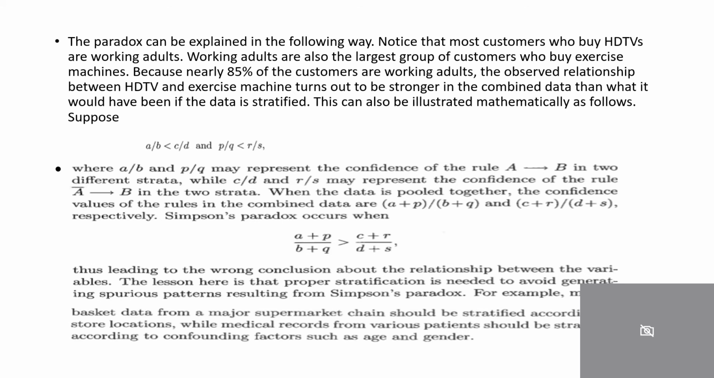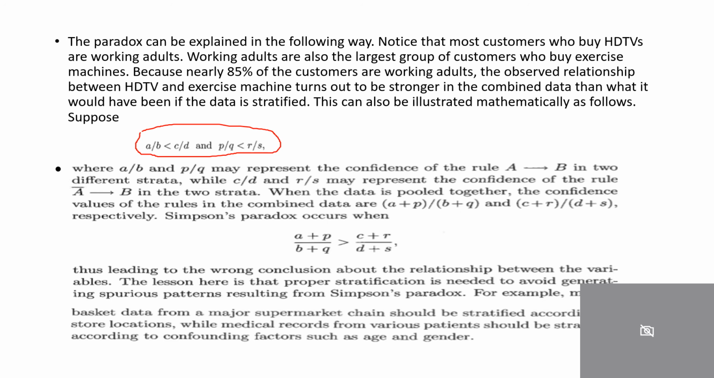So to summarize this, he has given a larger picture here. If you see this formula, A by B less than C by D and P by Q less than R by S. Now what he has done is, these may represent a confidence.